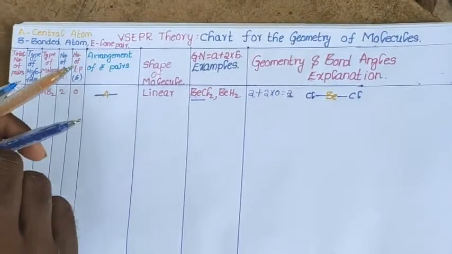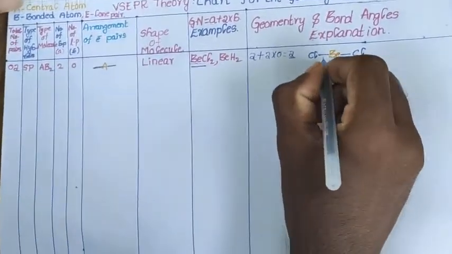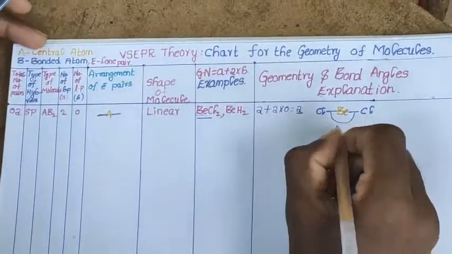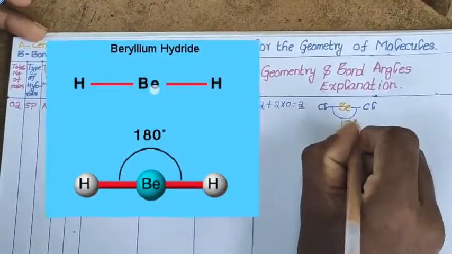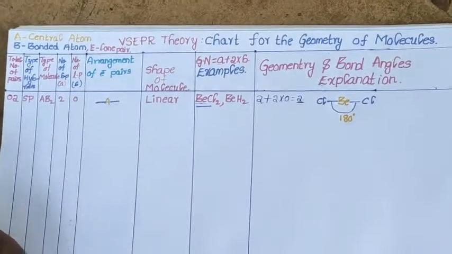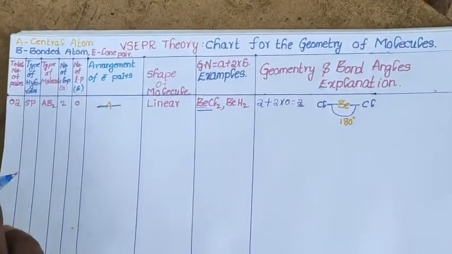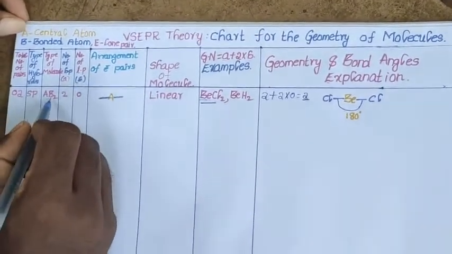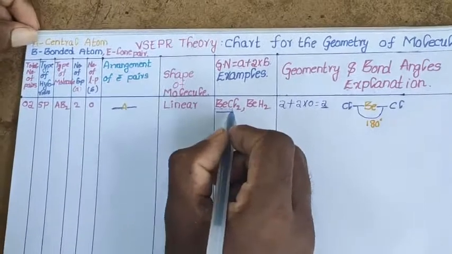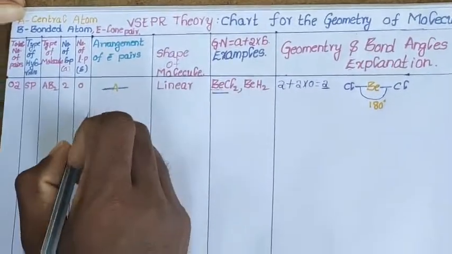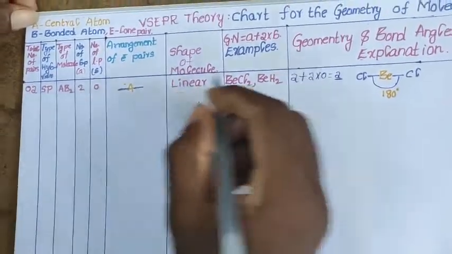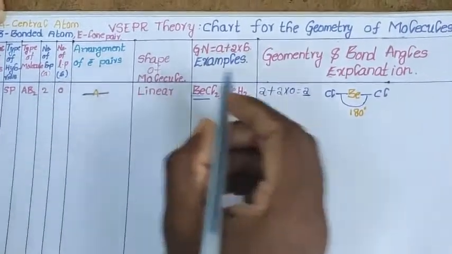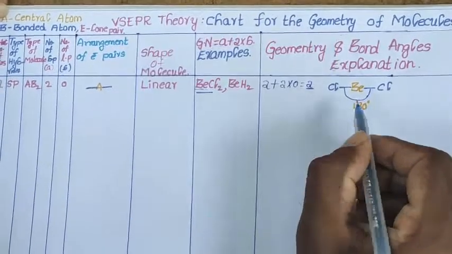What is the bond angle? 180 degrees. Linear shape means straight line, which means 180 degrees. Okay students, in sp hybridization, AB2 type of molecules, BeCl2 and BeH2 have linear shape. The bond angle is 180 degrees.